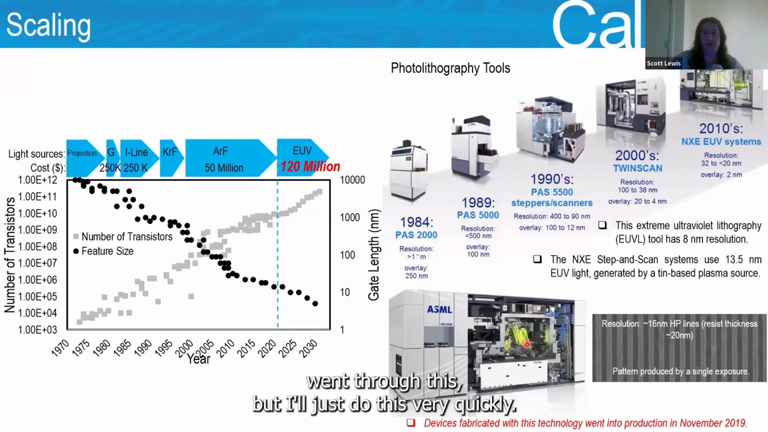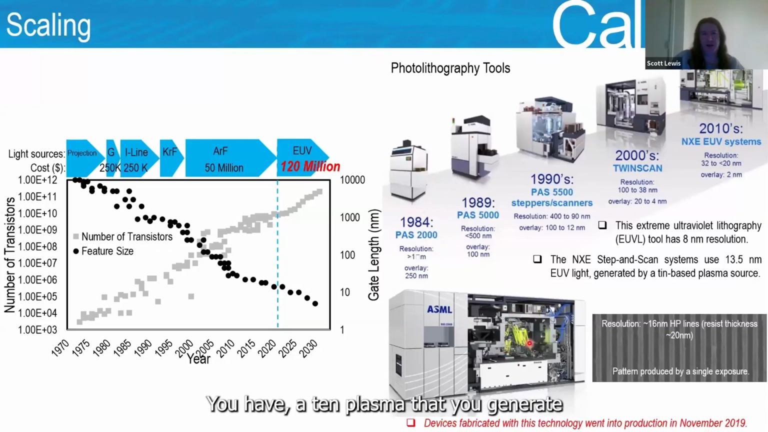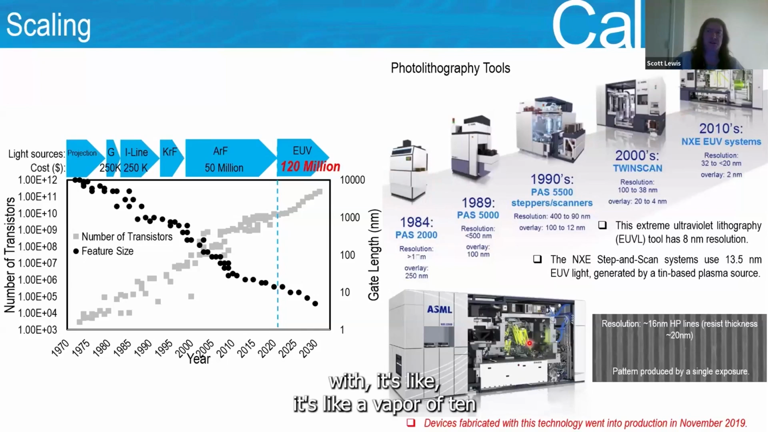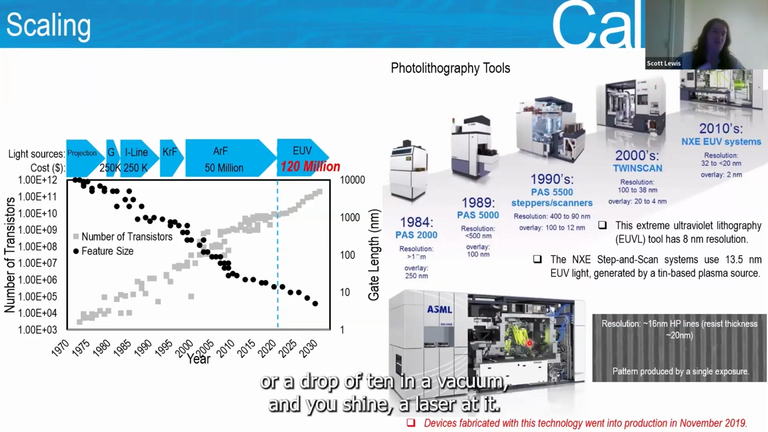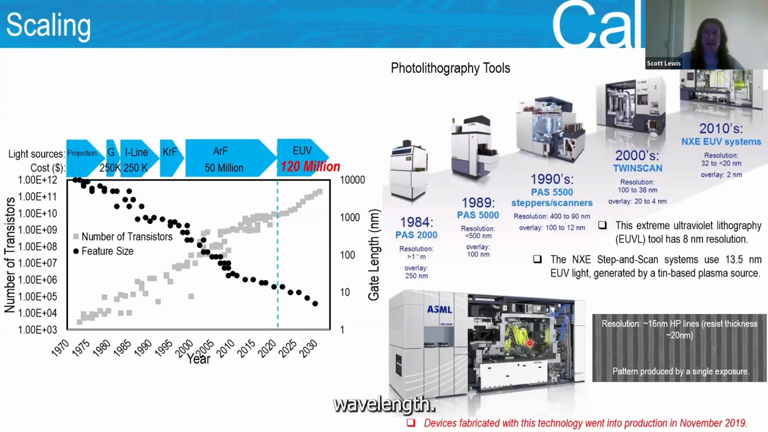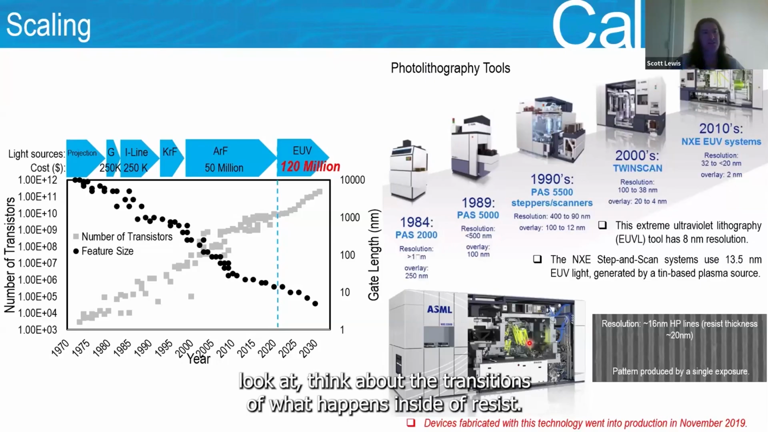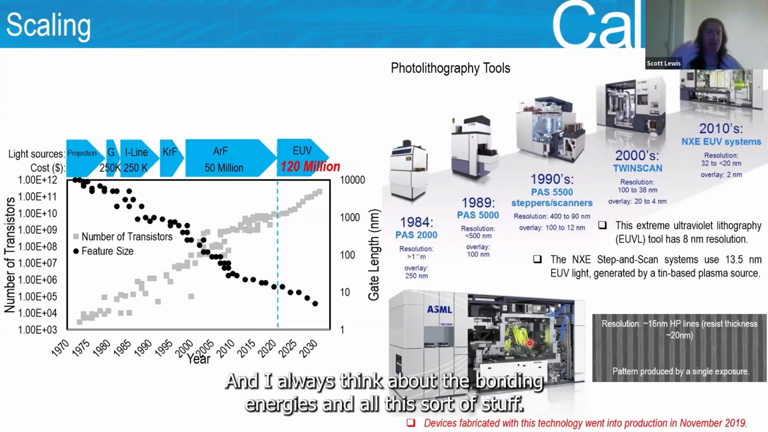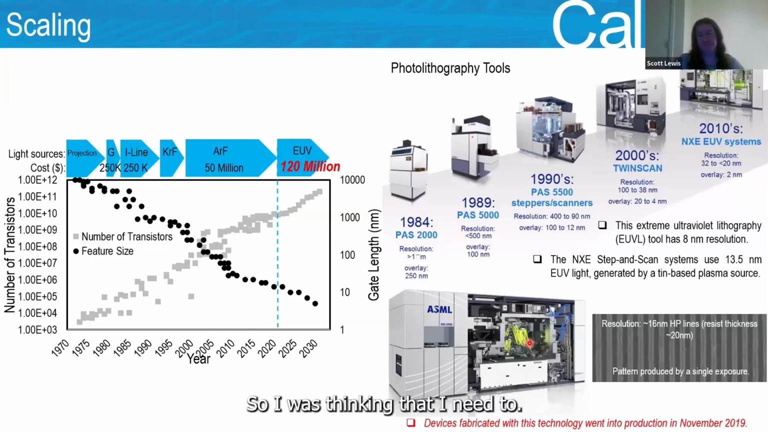Okay, so how it works. I know that Christopher Ober went through this, but I'll just do it very quickly. You generate a tin plasma, a vapor or a drip of tin in a vacuum. You shine a CO2 laser at it, and then it emits 13.5 nanometer wavelength. I don't consider light in wavelength; I always think of it in eV, because I need to think about the transitions inside a resist, the bonding energies and all this sort of stuff. So I think in eV.